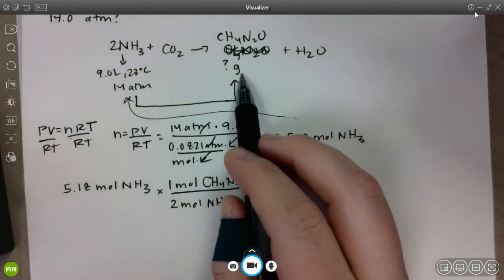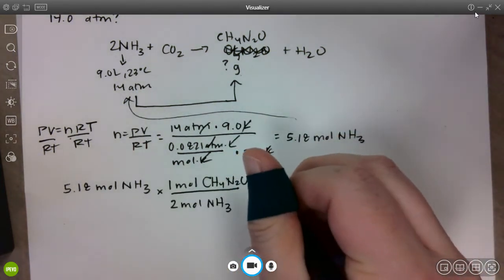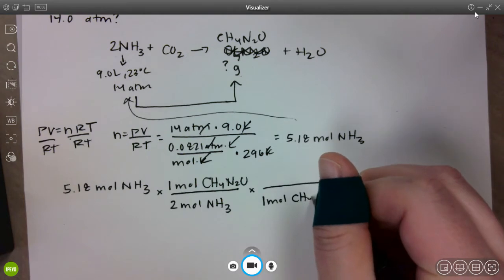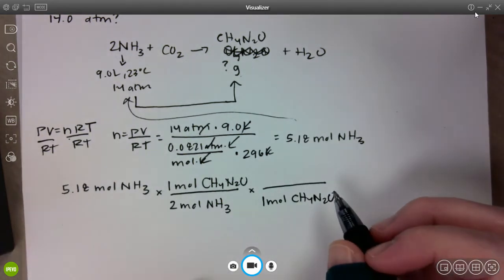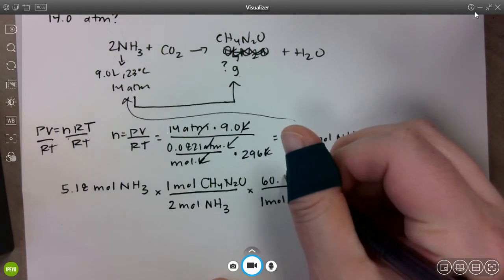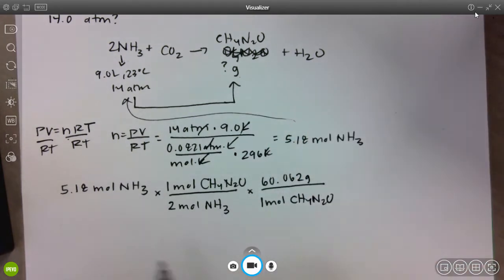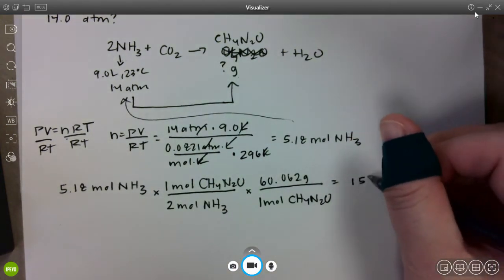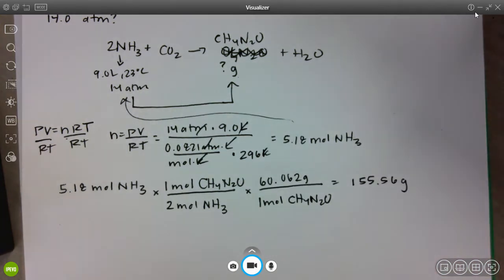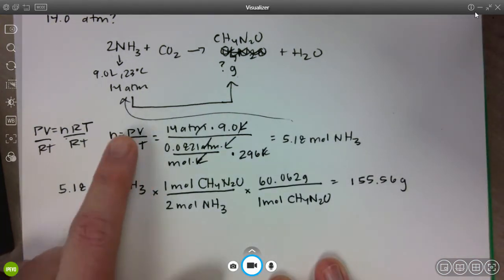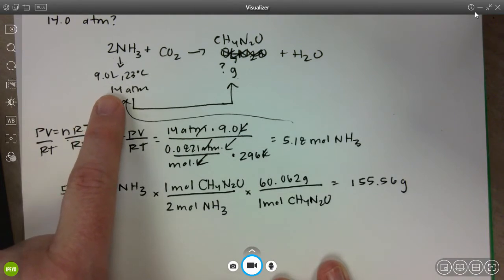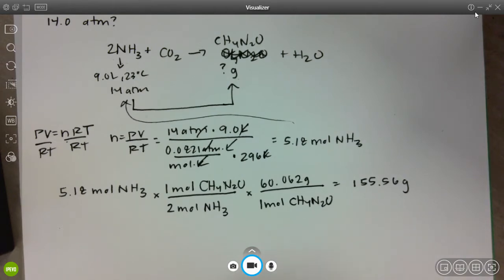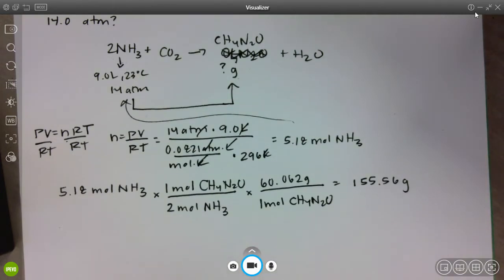Now, I'm going to grams. If I'm ending in grams, that means I can use my molar mass. So I'm going to figure out how much 1 mole of that weighs. I add all that stuff up, and I got 60.062 grams. I do believe I actually did do this one, and the answer comes out to be 155.56 grams when you put that into your calculator. So if I have 9 liters of gas at 14 atmospheres of pressure at this temperature, I should be able to produce 155.56 grams of urea. Seems like it's not that much, but honestly, 14 atmospheres is a pretty high pressure.